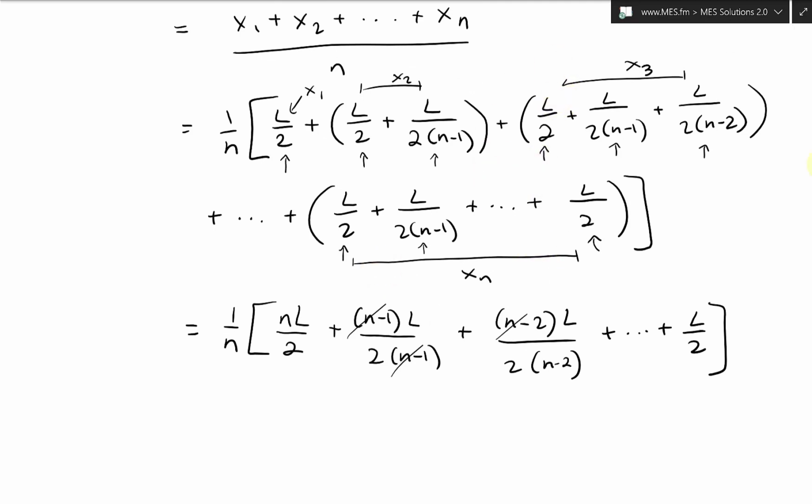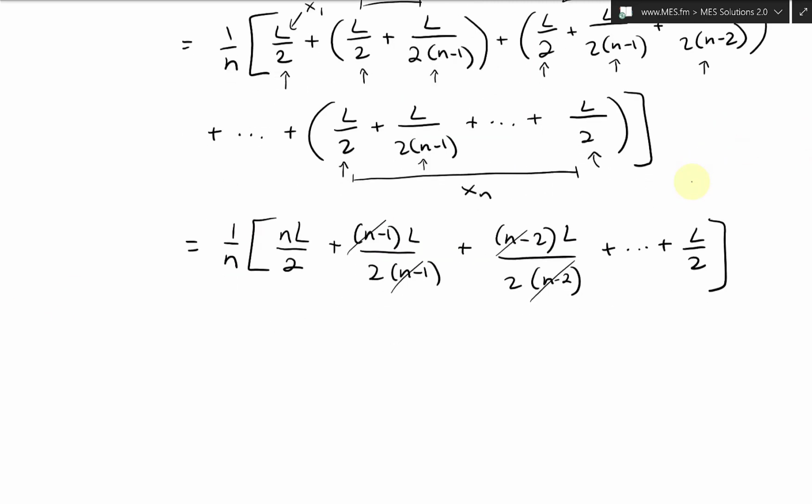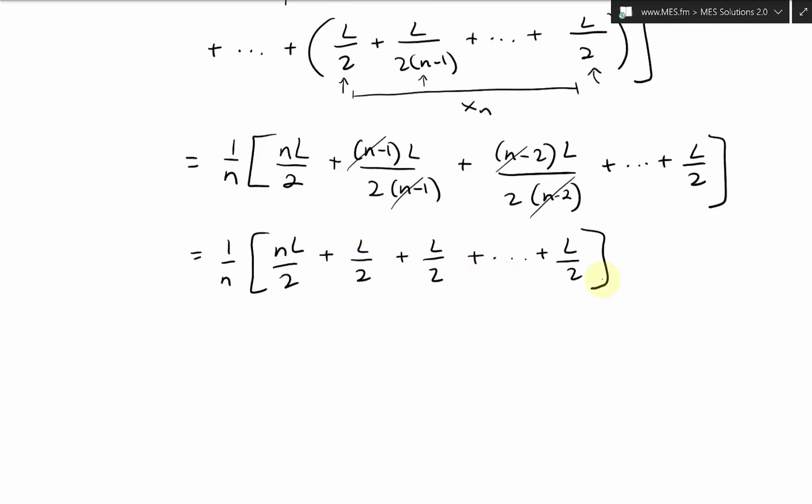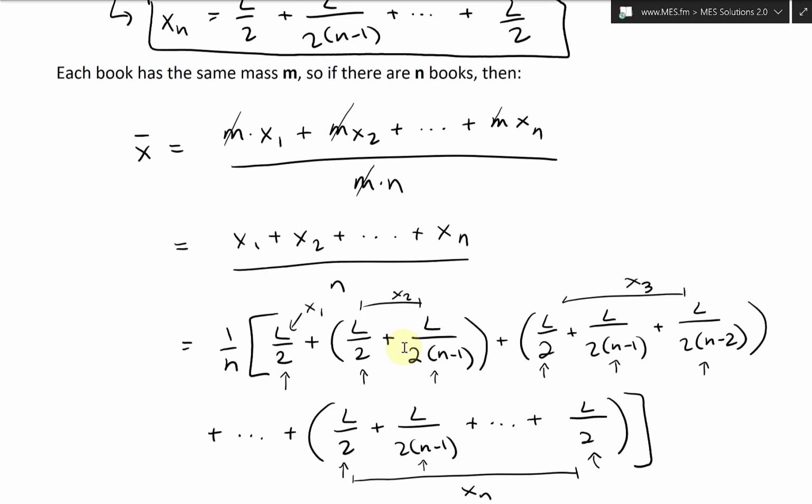Minus 2, so that's this one right here, and it'll all cancel. So this all cancels, and we're just left with that. And what we get is equal to 1 over n times nL over 2 plus L over 2 plus L over 2 plus dot dot dot plus L over 2 in this last one. And then the total number of these L over 2s all the way across here is n minus 1 times. So that's how many times it occurs.